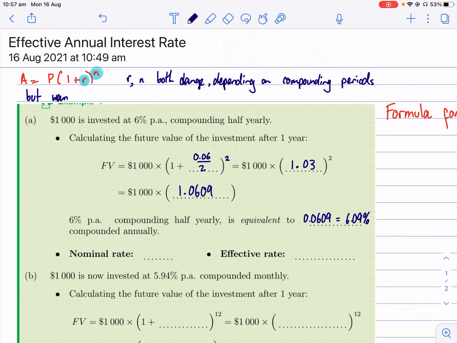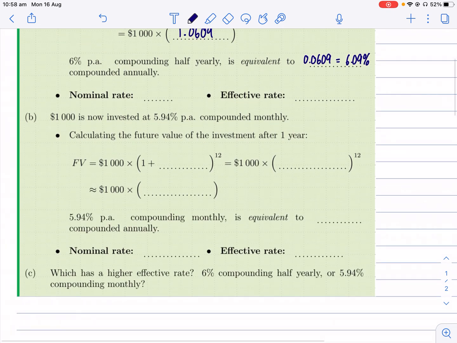But we want an effective rate, so it's effectively what you would get as a rate compounding once a year. So let's try this again. This time we've got 5.94%. The nominal rate is just the 6% that they told us, twice a year, which gives us an effective rate. It's effectively the same as 6.09% once a year.